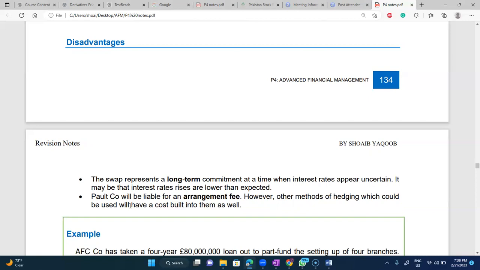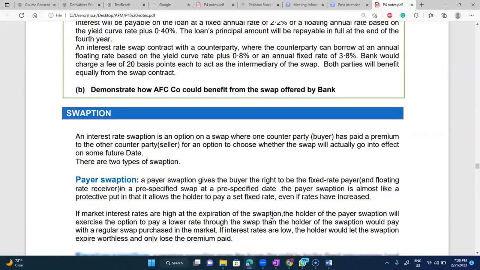Okay. The company will be liable for an arrangement fee. However, other methods of hedging which could be used will have a cost built into them. In a swap, you have to pay the arrangement fee. So that may be the disadvantage. So you need to remember the advantage and disadvantage.